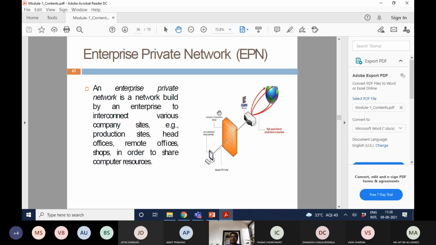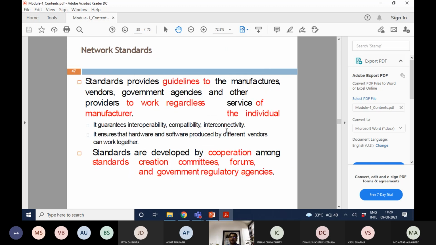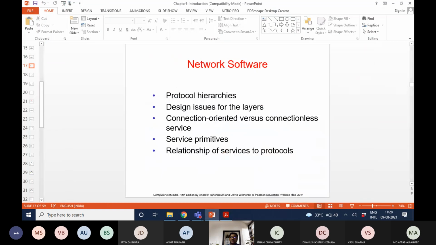This is another example, the enterprise private network. The enterprise private network is a network built by an enterprise to interconnect the various company sites. If they have different sites all over the globe, then they can create their own virtual private network. That will be called an enterprise private network, because that private network can only be used for that company or that organization.